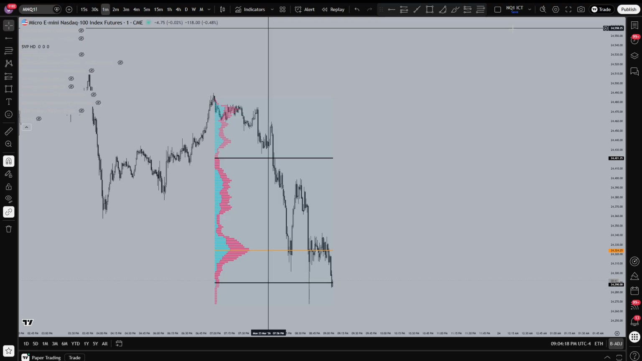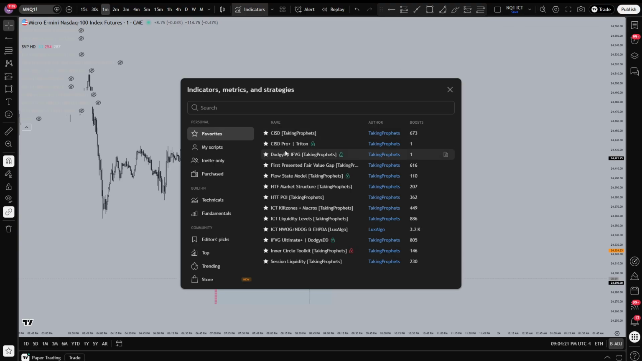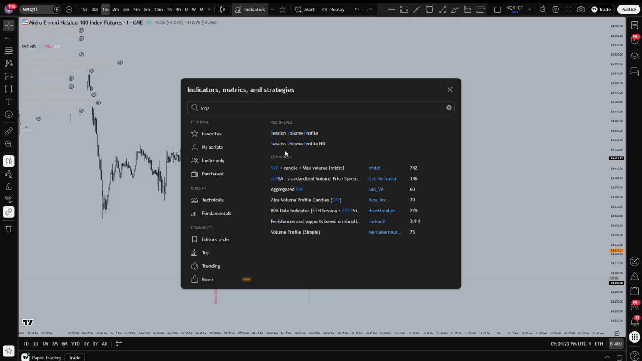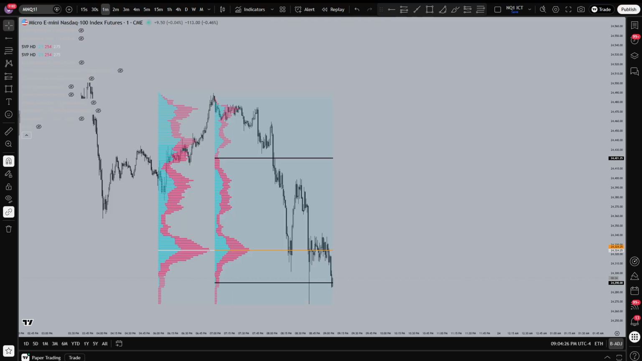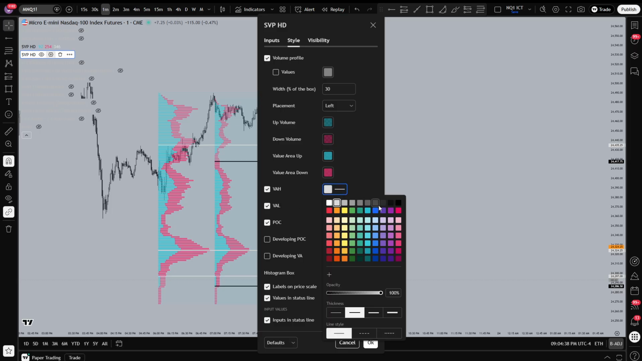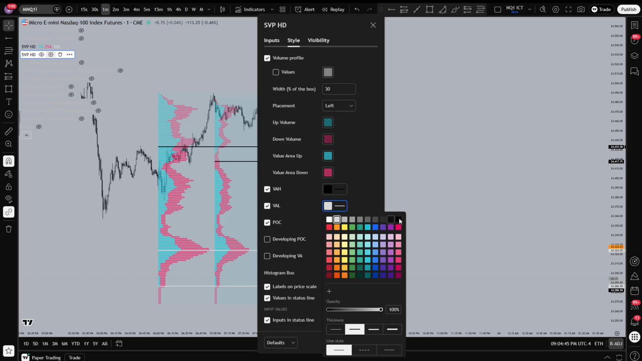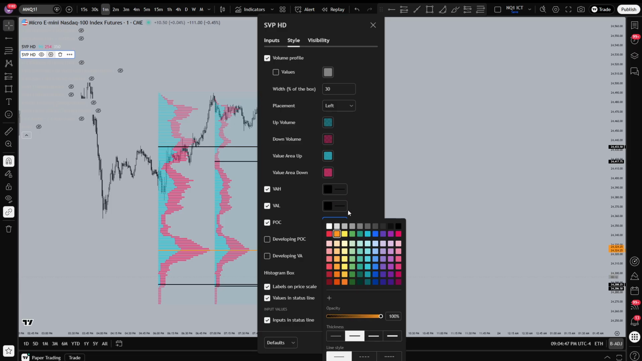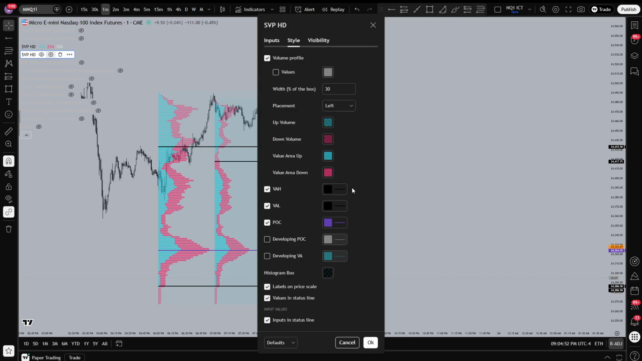Whatever you want. I would just add another of the SVPs, because you have to have one for overnight and then one for the daily. Got it. Then you can change the lines on the value area here. Click them on and then change the lines. What should I change them to? I would just go black, and then the POC some random color, it doesn't matter. Orange, yellow, purple, whatever.